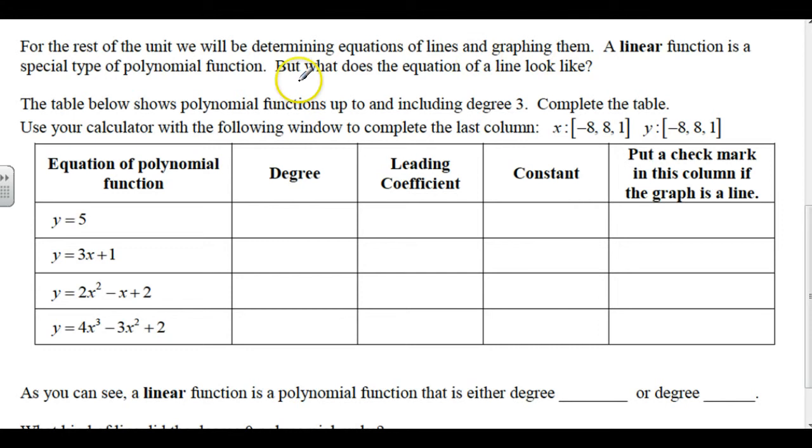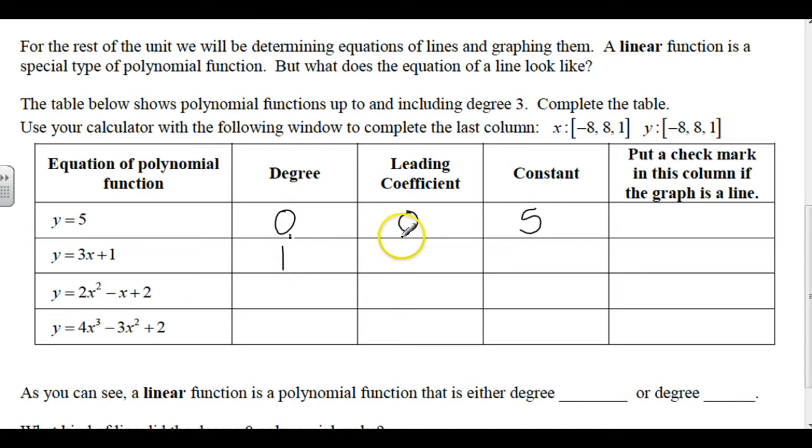We know what lines look like. What is their equation? The table below shows some polynomial functions up to and including degree 3. Complete the table. Use your calculator with the following window to complete the last column. Okay, so y equals 5. The degree is 0. Leading coefficient, 0, and the constant is 5.